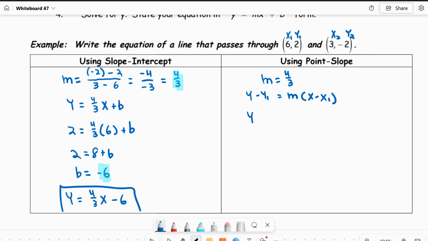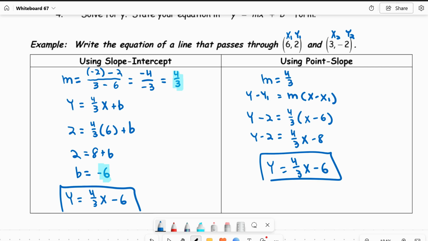So I've got y minus 2 equals 4/3 times x minus 6. I'm going to start by distributing my 4/3. So I've got y minus 2 equals 4/3 x minus 8. Now to solve for y, I'm going to add 2 to both sides. So y equals 4/3 x minus 6. Remember, only combine your like terms.